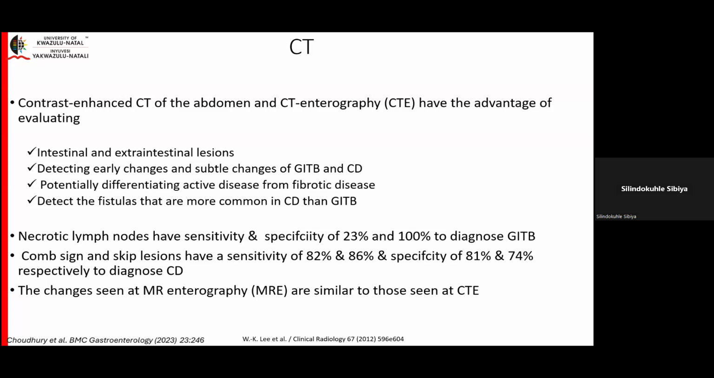Necrotic lymph nodes have a sensitivity and specificity of 23% and 100% respectively in diagnosing TB, while the comb sign and skip lesions have a sensitivity of 82% and 86% and a specificity of 81% and 74% in diagnosing Crohn's disease respectively. The changes seen at MR enterography are similar to those seen at CTE. I think MRI has the advantage of assessing perianal disease, especially in the setting of Crohn's.